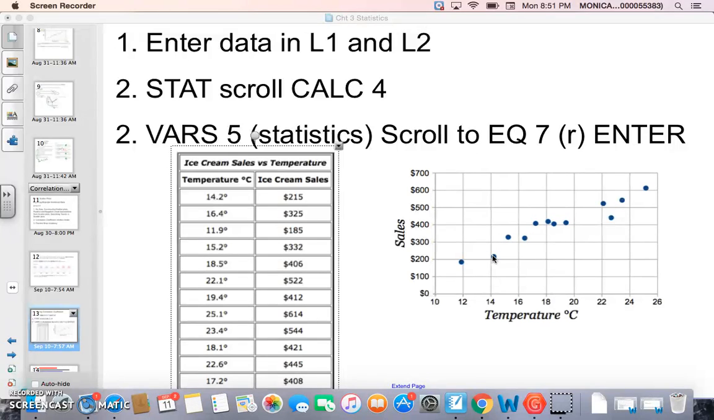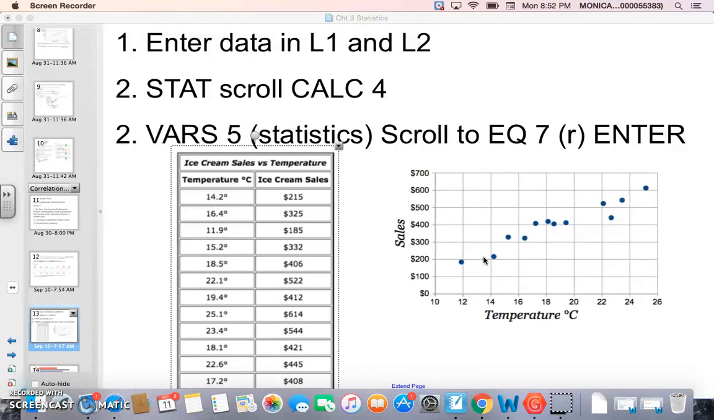Once you have your regression line, now you can go back and hit Vars, and then you're going to hit 5, which is Statistics, and then scroll over to EQ at the very top, and then hit 7. The symbol that we use for the correlation coefficient is the r, the little lowercase r. That is another way of saying correlation coefficient. Then you're going to hit 7, hit enter, and you should get 0.9575.